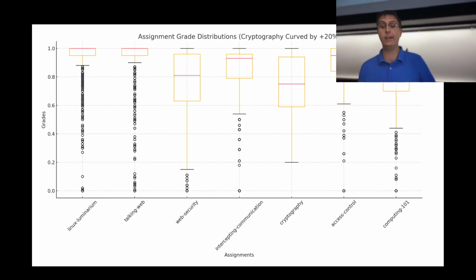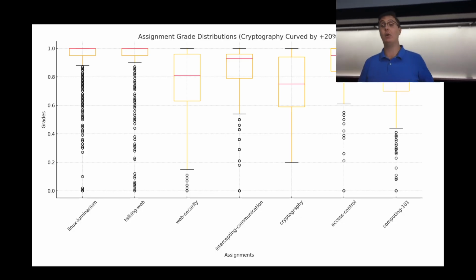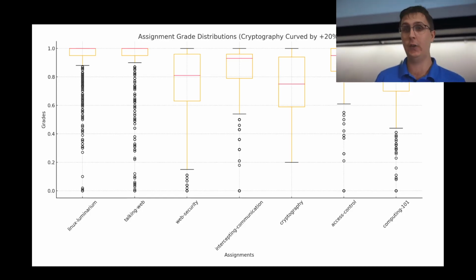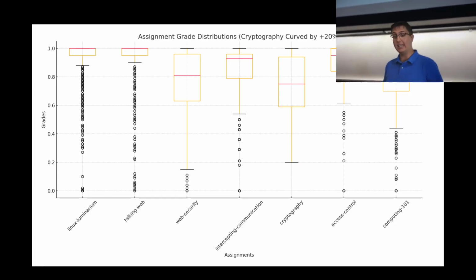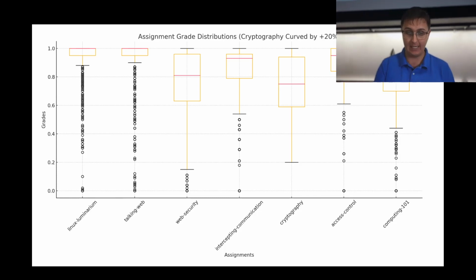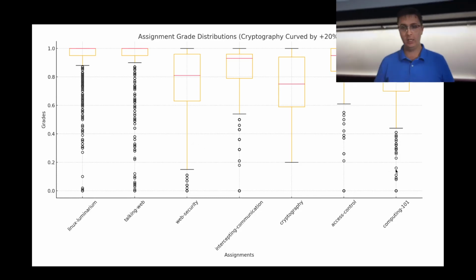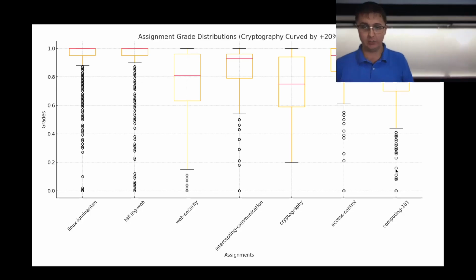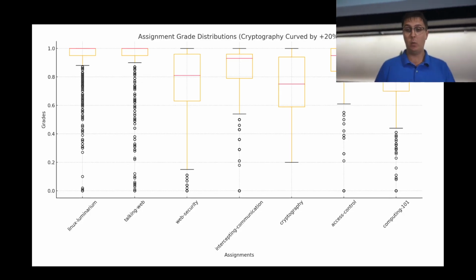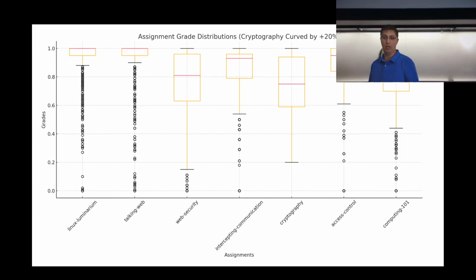But if you struggled, no matter what, we're giving you a 20% curve on the cryptography module to bring it at least a little more in line with, for example, web security, which was a difficult assignment, computing 101, maybe the next most difficult after that. So we are adding a 20% curve to the cryptography module.